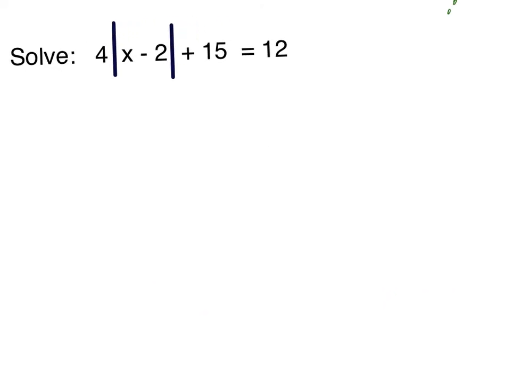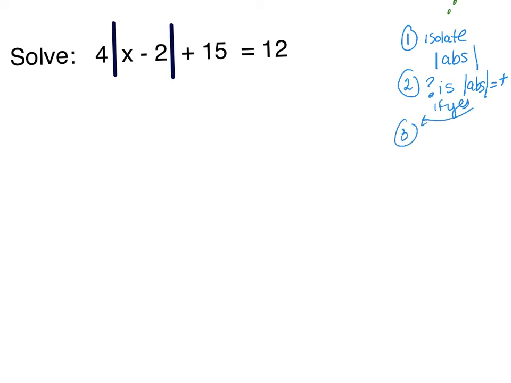Absolute value. Remember the 3 steps for absolute value. Step 1 is to isolate the absolute value part. Step 2 is to ask yourself, is that absolute value equal to a positive? If yes, you go to 3. If no, it's called no solution. Then if it is positive, you set up the inside of the absolute value equal to the positive, and you set it equal to the negative, and you solve.